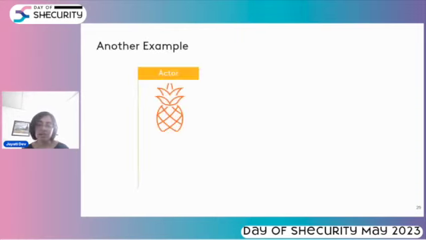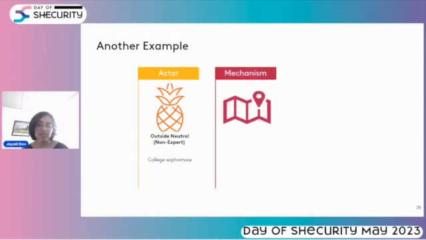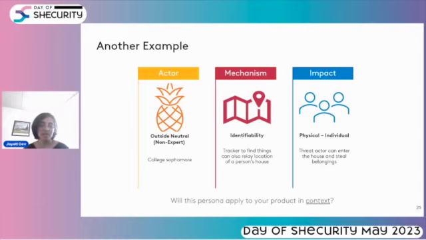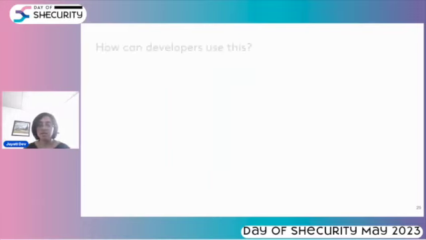Another example could be Pineapple here, who is a college sophomore who uses a tracker to find physical objects. They use this tracker to track a person's car and find their location. And this can lead to a physical harm to an individual in case Pineapple decides to visit the location of this individual and break and enter into their car. So the application of these personas is very simple.